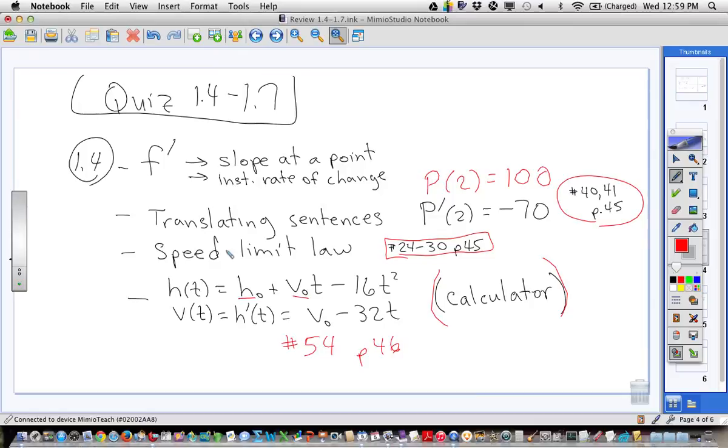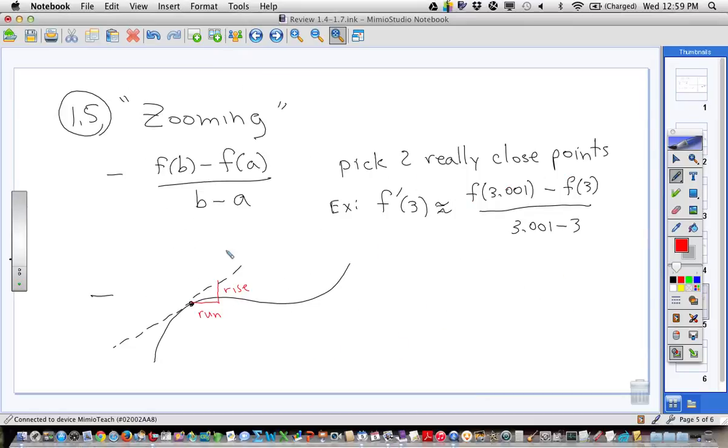So we haven't done a few of those things for a while, although we just did the speed limit. Okay, section 1.5 was about zooming. Now, I'm not going to be interested in you getting on your calculator and zoom in, zoom in, zoom in, zoom in until the line's straight. That's not what I care about you doing. Zooming really means pick 2 really close points and do a slope.